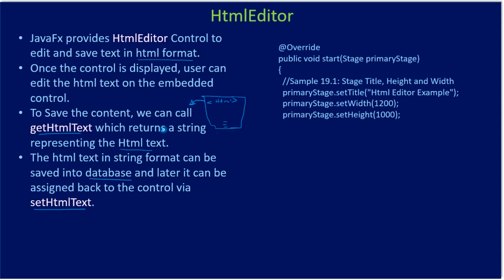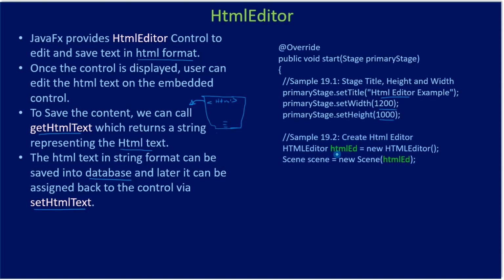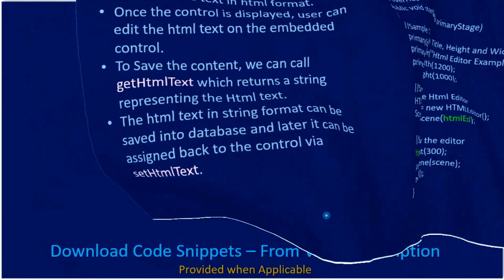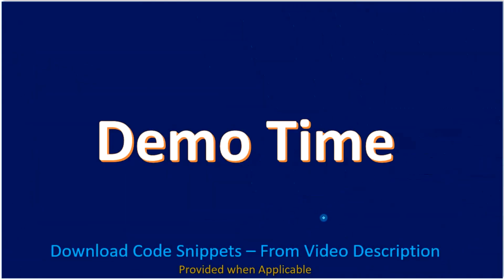So here the code will be simple. If you see, we are in the primary stage, that's coming to the start method. So we are setting the title, then we are setting the width and height for the primary stage. Then we create an HTML editor and we set our scene with this HTML editor. So that's also preferred height 300. Then we are displaying the stage. Now let's go to the demo and see how it works.